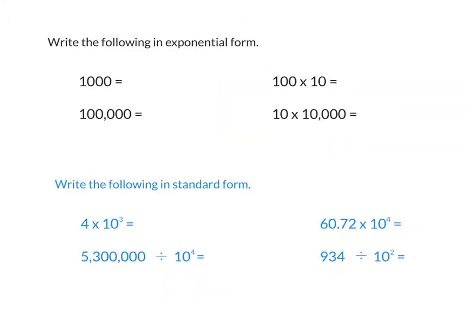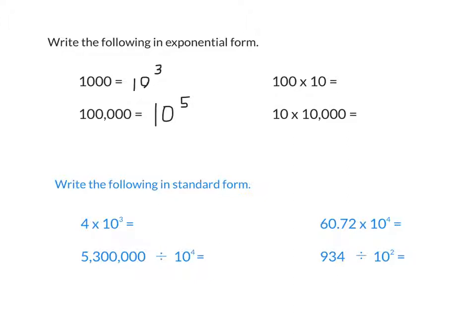Instead of writing 1,000, we know that's 10 times 10 times 10, right? Do you guys agree? So we can write that's 10 to the power of 3. Okay, so 1,000 in exponential form is 10 to the power of 3. What about 100,000? That's 10 times 10 times 10 times 10 times 10, so it's 10 to the power of 5. Go ahead and write that number sentence in your notebook. 100,000 equals 10 to the power of 5.